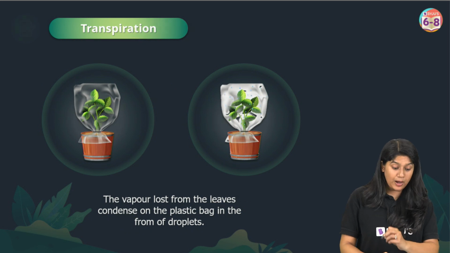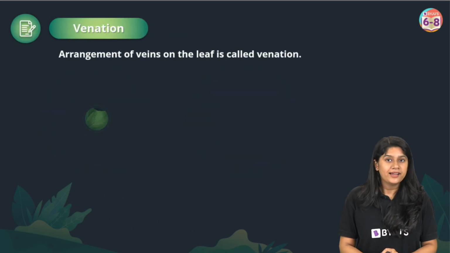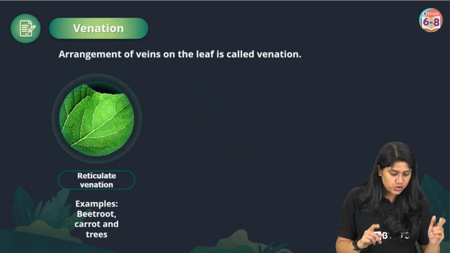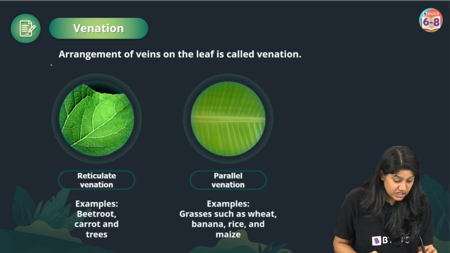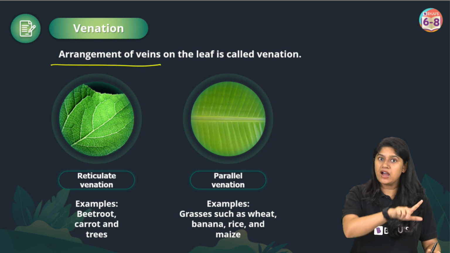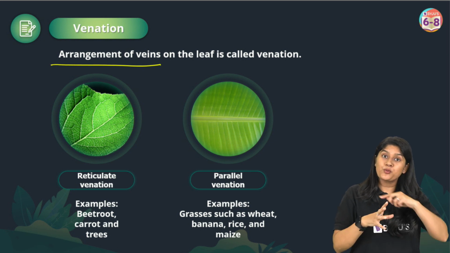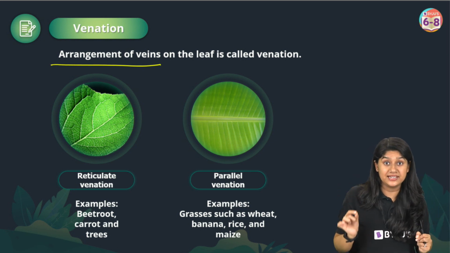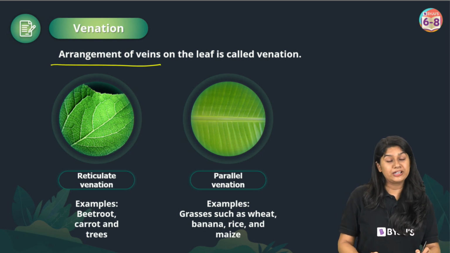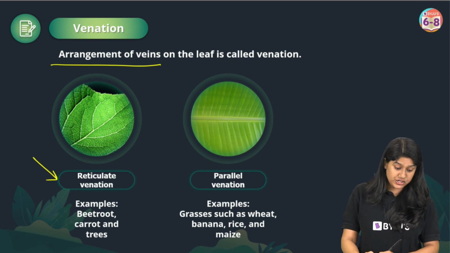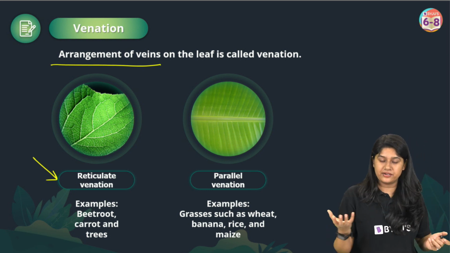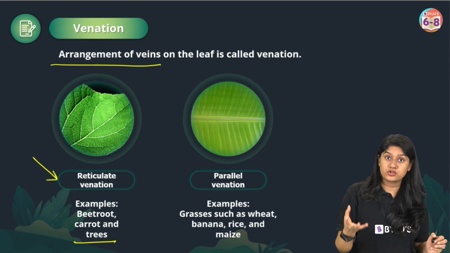Now let's talk about the venation. On leaves, I'm sure we have seen a lot of lines, of course, the arrangement of the veins. We have discussed the veins. So the arrangement of the veins on the leaf is called venation. Now there are two types of venation that we can find in plants. First, of course, is the reticulate venation. We have the examples of beetroot, carrot, and different types of trees altogether.